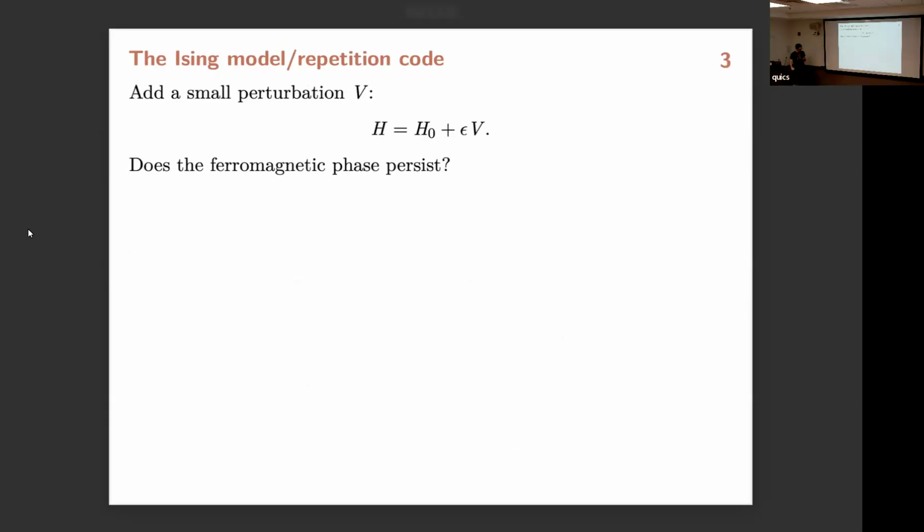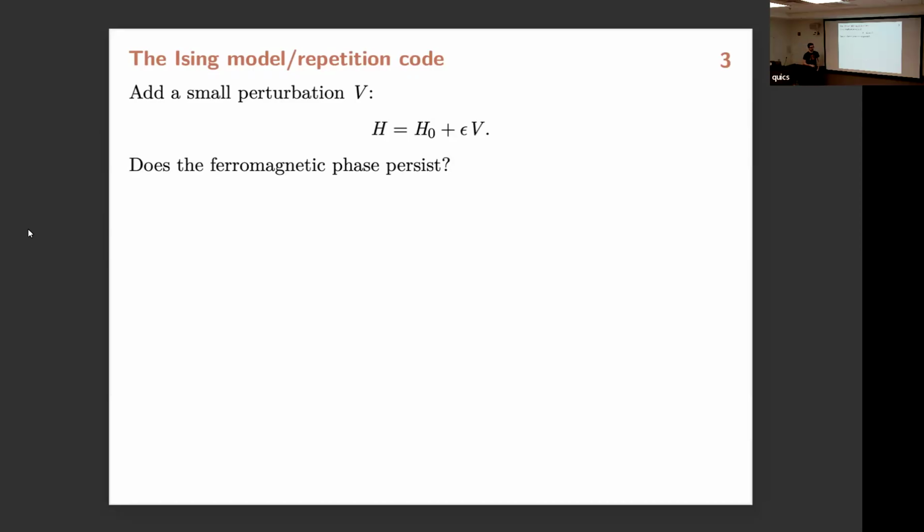So the question we'll be interested in for this talk is, let's take this Hamiltonian H naught and add a small perturbation to it. Here, let's focus on local perturbations in space, so on our 1D line. And the question is, for any perturbation that we add, is the ferromagnet a stable phase? Or are there some perturbations that immediately destroy this phase of matter?